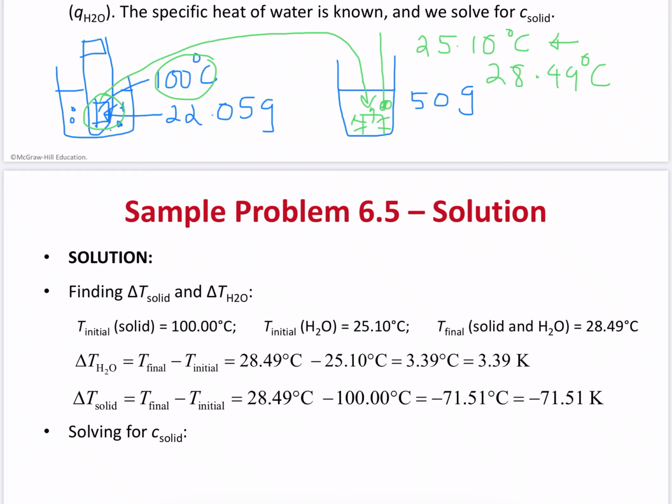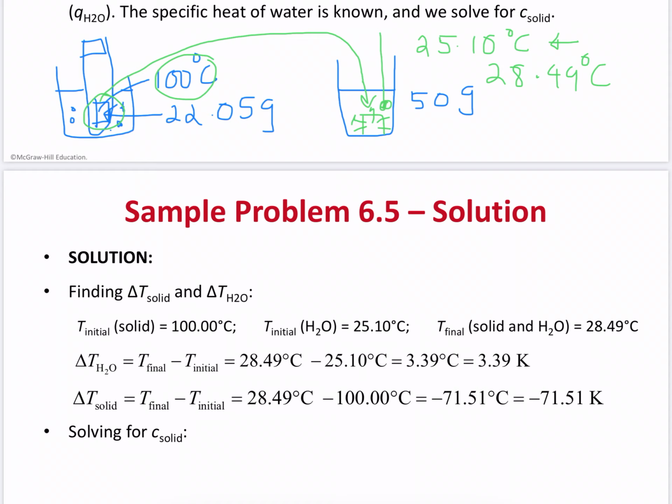And then delta T for the solid would be final temperature minus the initial. The final temperature for the solid is also 28.49. Initially we heated it up to 100. So the difference for that metal solid is negative 71.51 in Celsius. We can directly take that difference as Kelvin because I showed you in the earlier slide that the Celsius and the Kelvin difference would be the same.